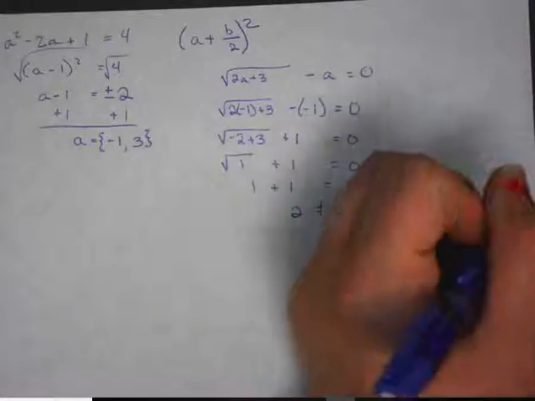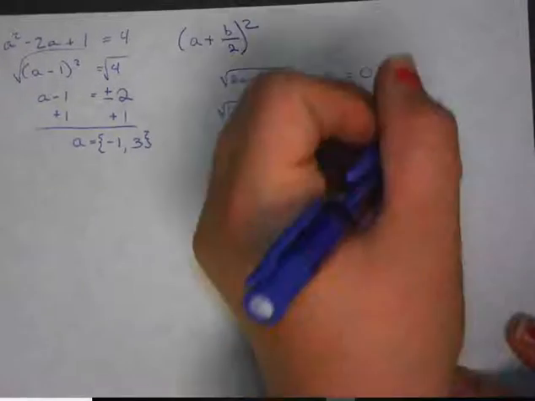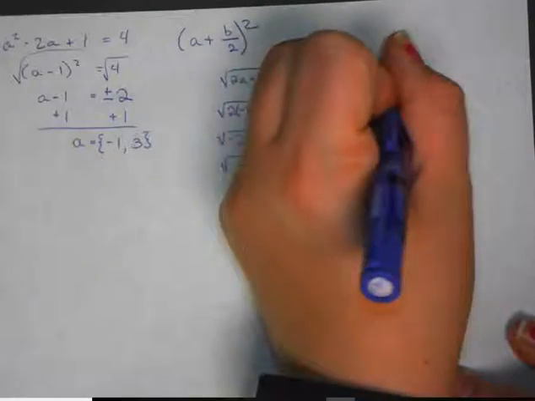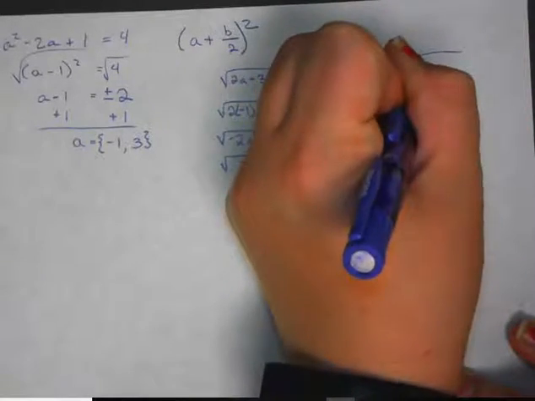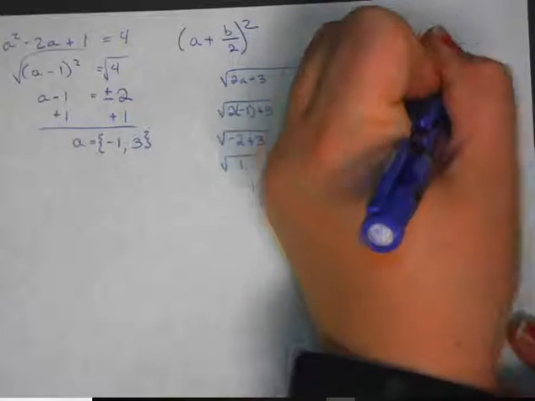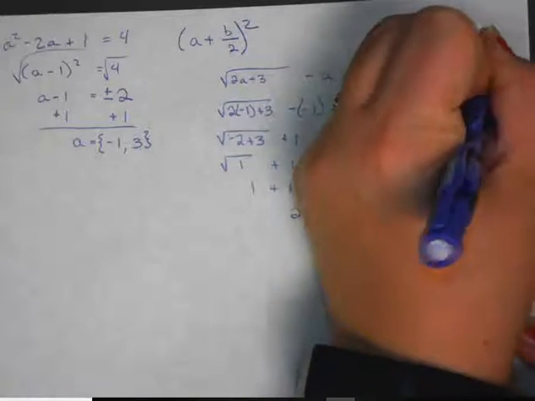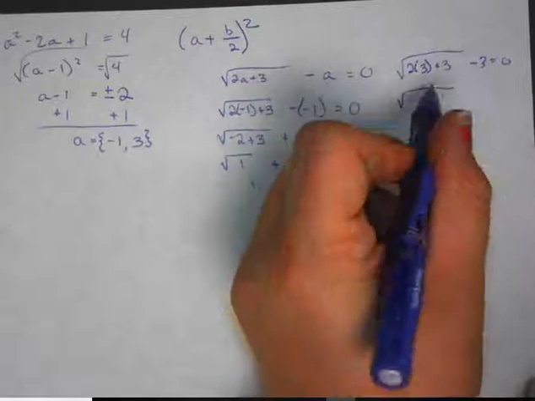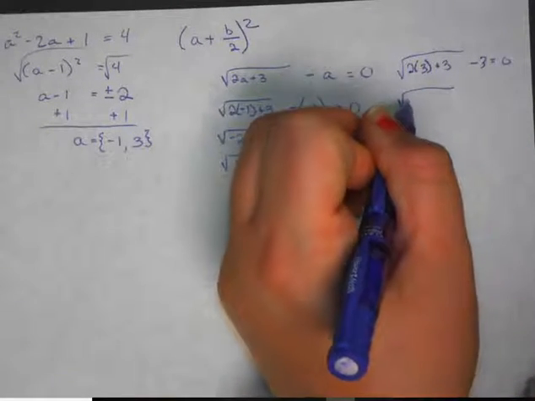It's always a good idea to double check with the calculator when possible. All right, so let's go ahead and check 3. We'll put it right here: 2 times 3 plus 3 minus 3 equals 0. Then again, we're going to do our order of operations. We have to take care of what's inside our grouping, under the radical, first.